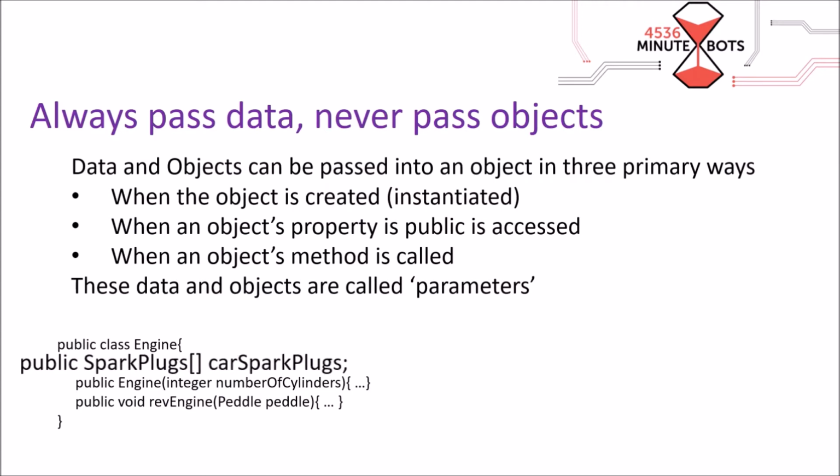First of all, the property car spark plugs is an array of spark plugs, but it is a public property, which means anyone can access it. If I create an engine, I can go in after that and remove spark plugs or change spark plugs or set them to null. So I can break the engine, which if you're running the engine code, you do not want. This is not how you do separation of concerns or how you protect your class.